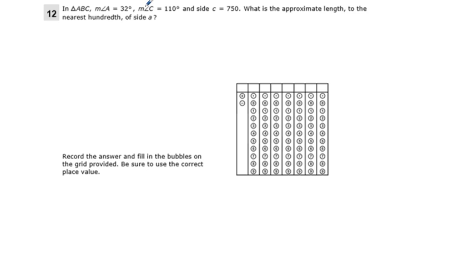Well, just look at the letters. We have this big C, the measure of angle C equals 110 degrees, and side C is 750. So what this represents is a known side opposite a known angle, and we're trying to find side A, which is the side opposite our angle A. So this is going to be a law of sines problem.